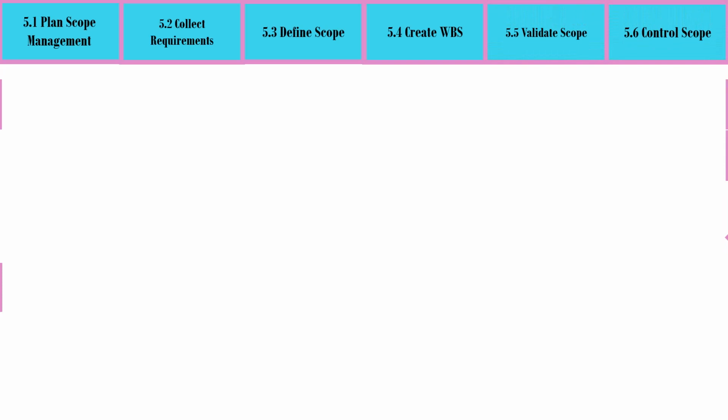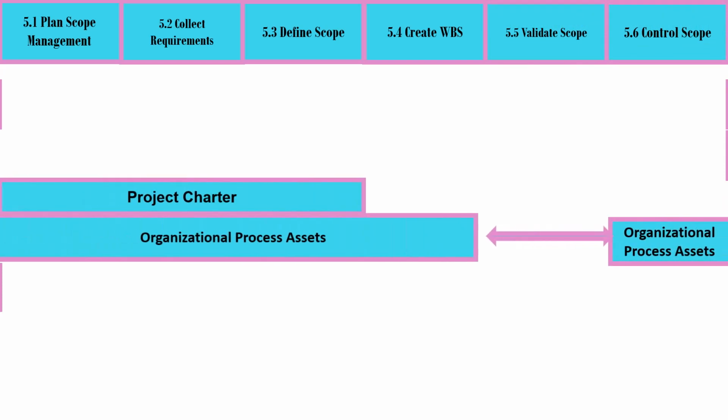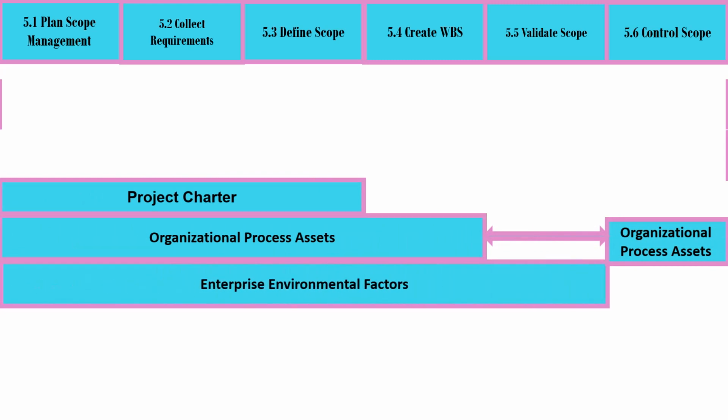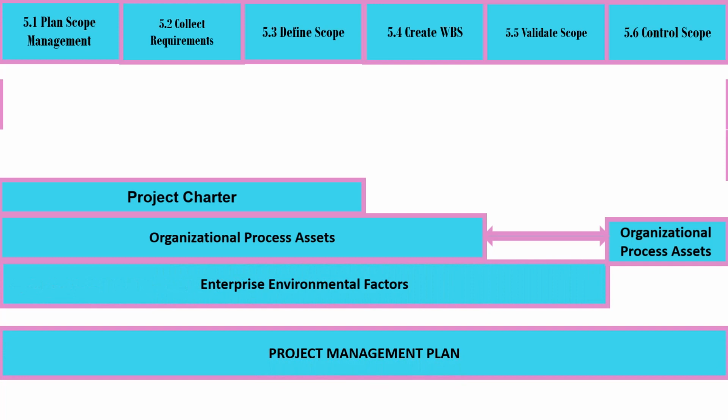scope. Plan scope management has the following inputs: project charter, which is shared with collect requirements and define scope, organizational processes, which is shared with all processes except validate scope, enterprise environmental factors, which is shared with all processes except control scope, project management plan, which is shared with all processes.